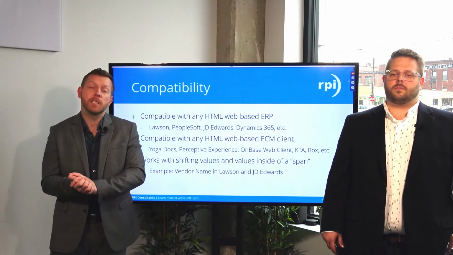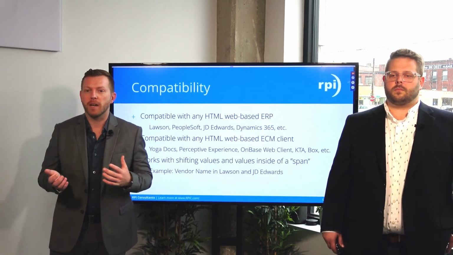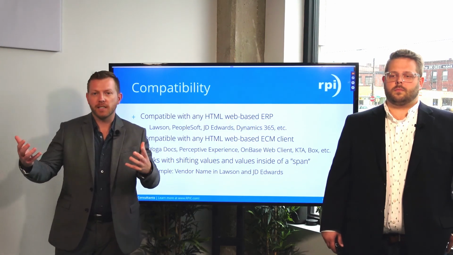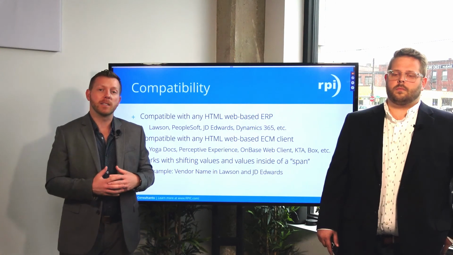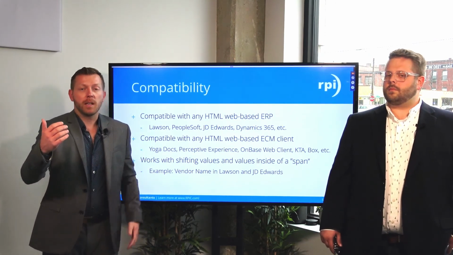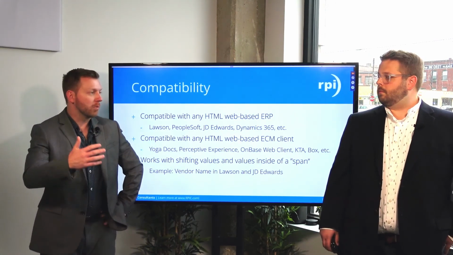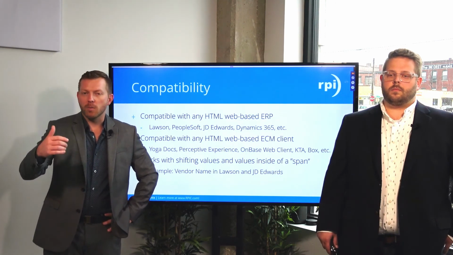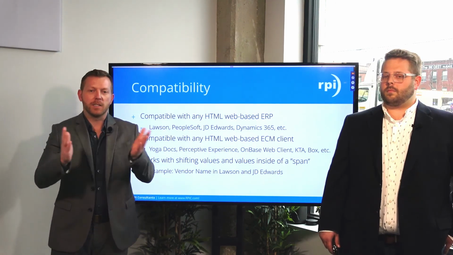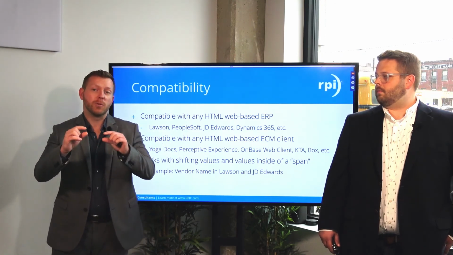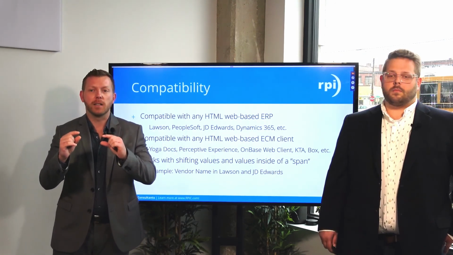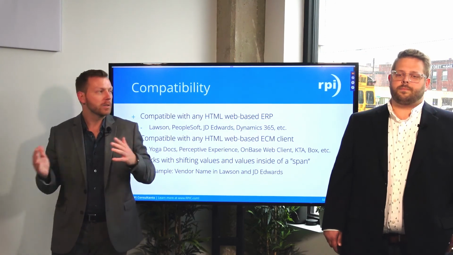It also works with shifting values and values inside of a span. A span basically means an HTML element, like a text box or something like that. A good example is, let's say you have a screen pulled up in Lawson or JD Edwards, and on the back end of that element on that site, it says Acme Corp, and then the address. Essentially it allows you to find that specific value that you need, because sometimes those can shift depending on where it is.